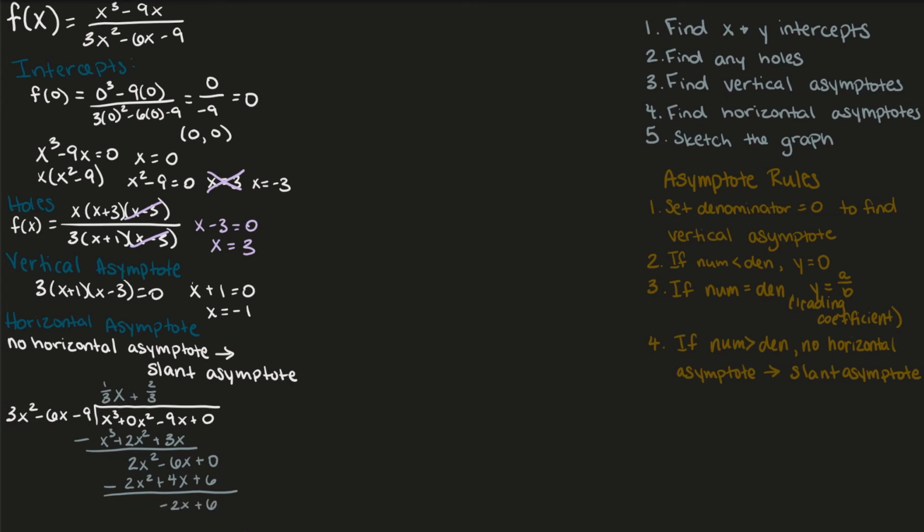When we are finding our slant asymptote, we don't care about the remainder. We just want to know what our function is. So our asymptote is going to be at the line 1/3 x plus 2/3.